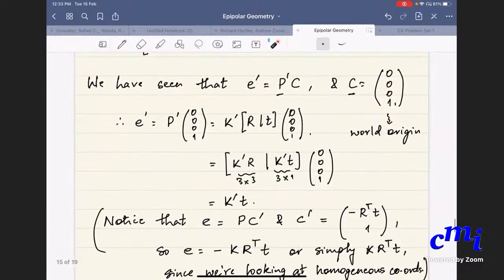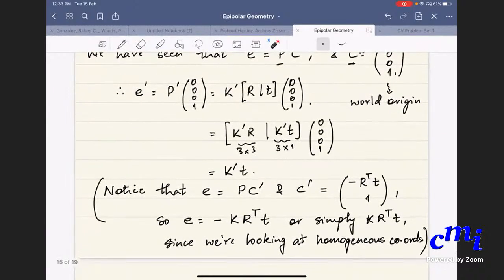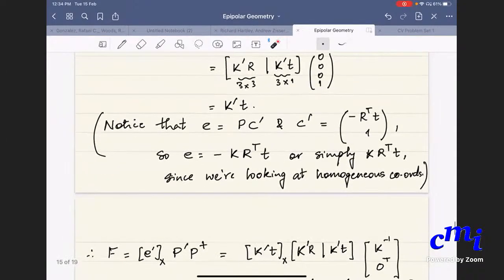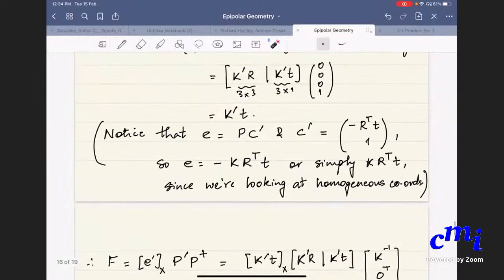Notice that you can also find E, the epipole in the first image. We don't require it here, but you can find it in a similar way, because E is going to be P C prime, and C prime is going to be the null vector of P prime. Using that you can also compute E. We derived a formula for this earlier, and so E will look like this. Anyway, coming back to F.